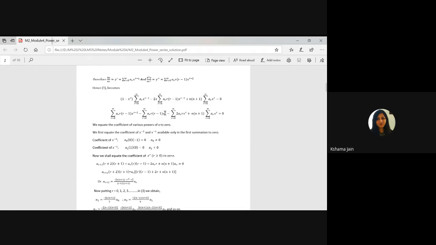For x raised to power r, directly the terms we can get are a r into r minus 1, minus 2 a r, plus n into n plus 1 a r. But for this, we will get at r plus 2. So the coefficient of x raised to power r will be a r plus 2, r plus 2. Wherever r is there, now put r plus 2. In place of r minus 1 will be r plus 2 minus 1, that is r plus 1. Here directly write r minus 1. Here also minus 2 a r plus n into n plus 1 a r equal to 0.